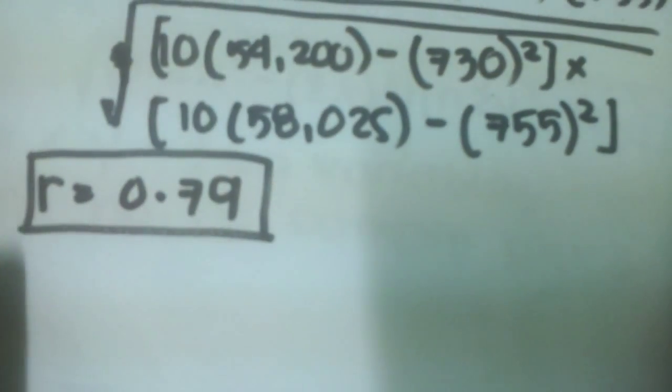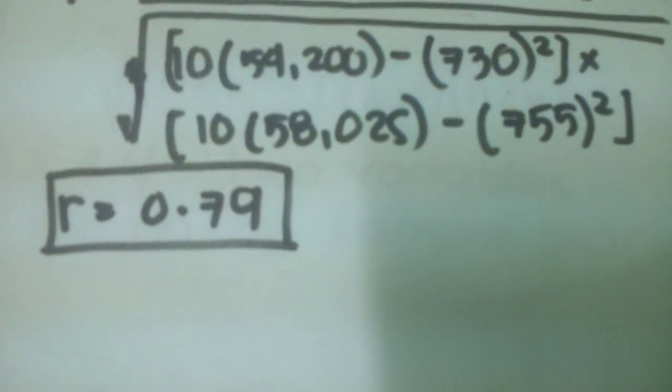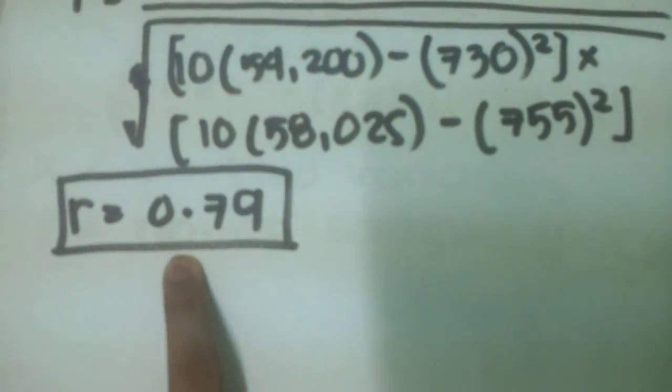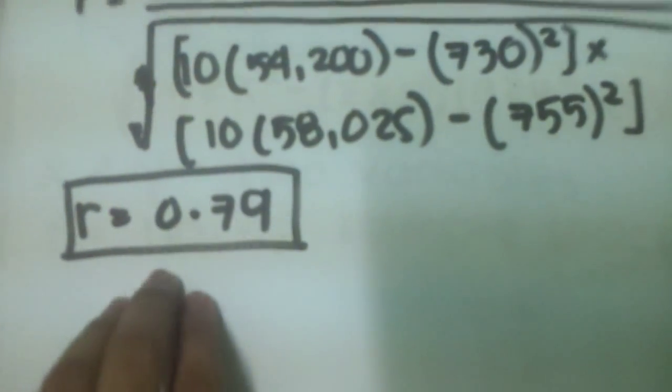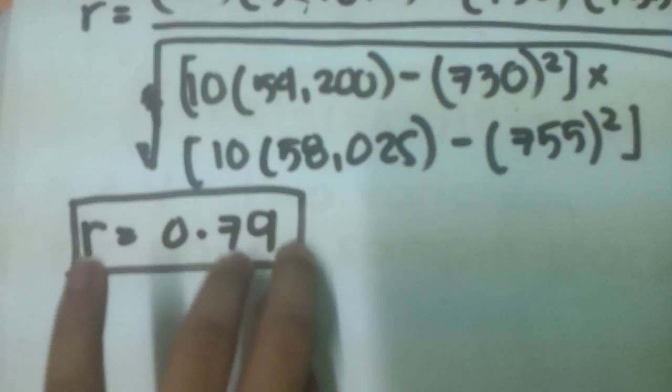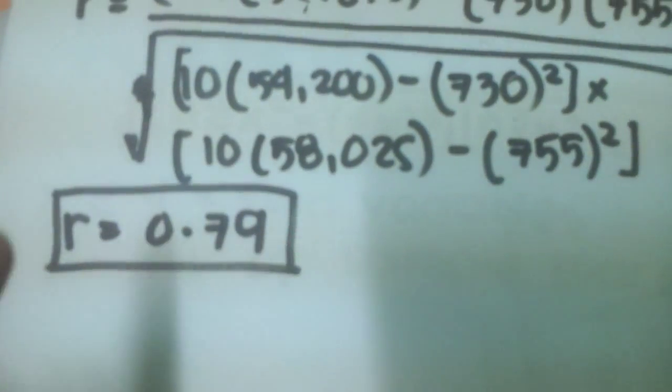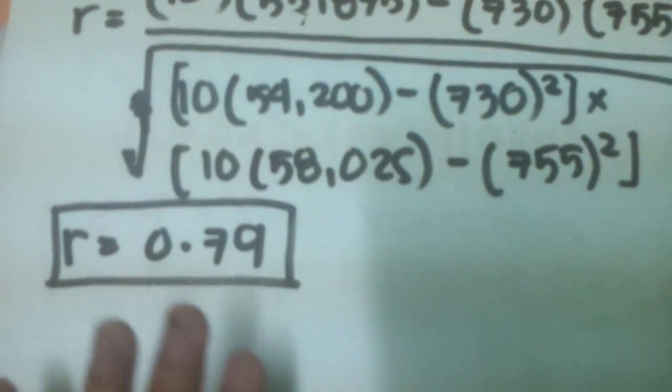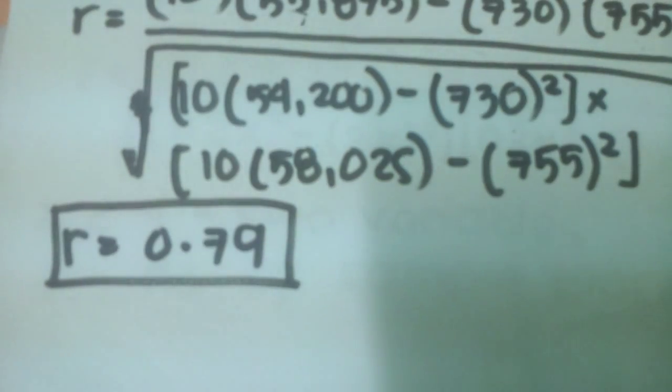we get their relationship, or their correlation coefficient, 0.79. This indicates 0.79 indicates a good linear relationship between the proficiency scores and the final course grade.